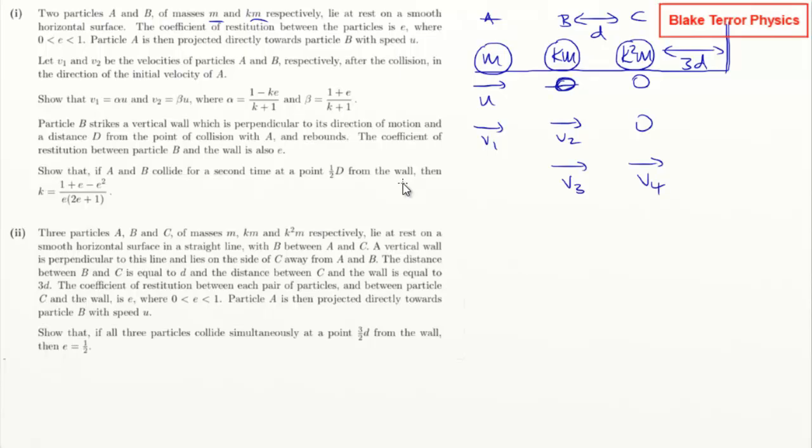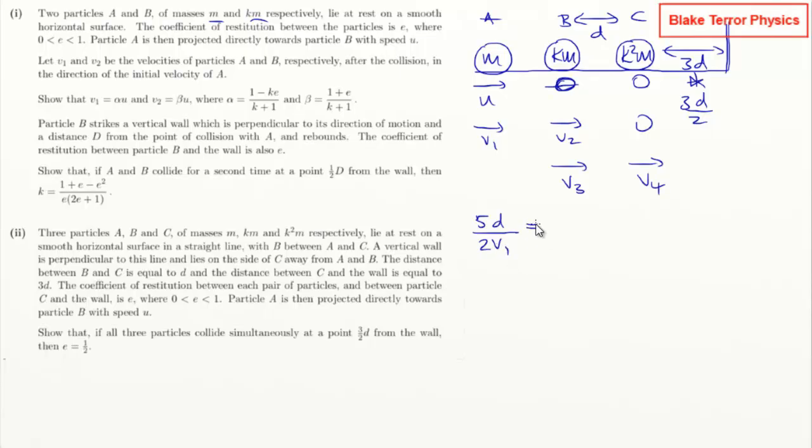Show that if all 3 particles collide simultaneously at a point 3/2 d, so halfway to the wall again. So again, we're reusing everything that we've done in the previous part of the question. Let's think about movement then. A is travelling: it's got to do D and then another 1.5D, so it's doing 5/2 D, and it's doing all of that at V1.